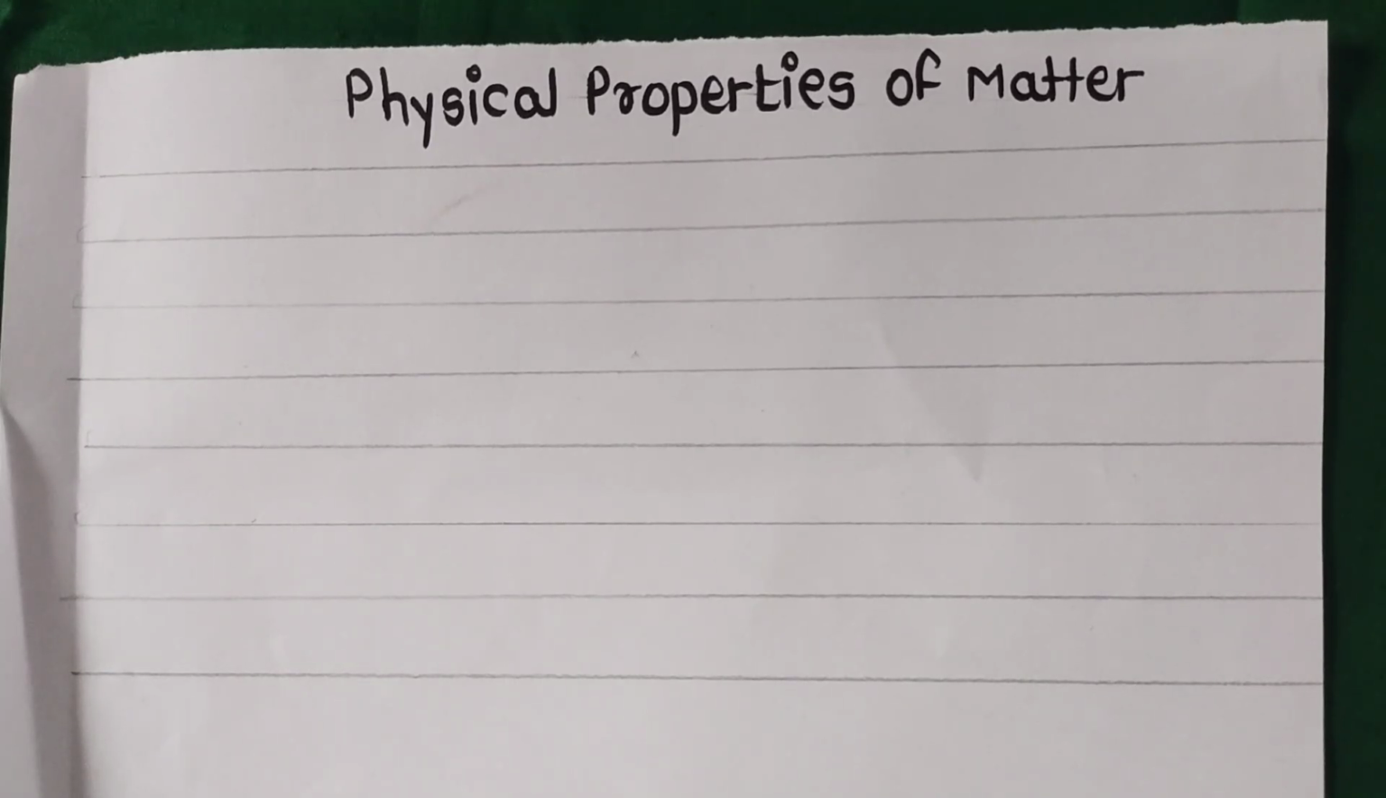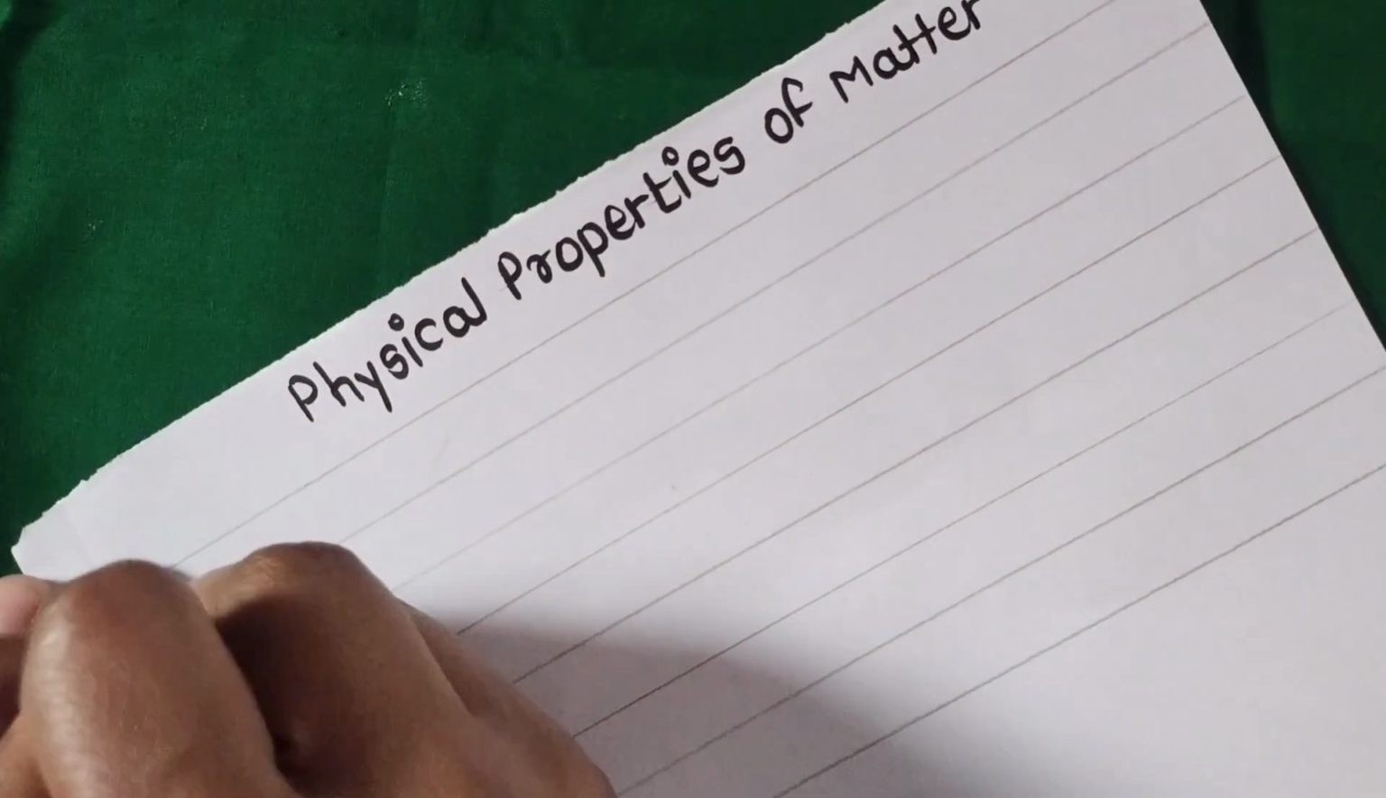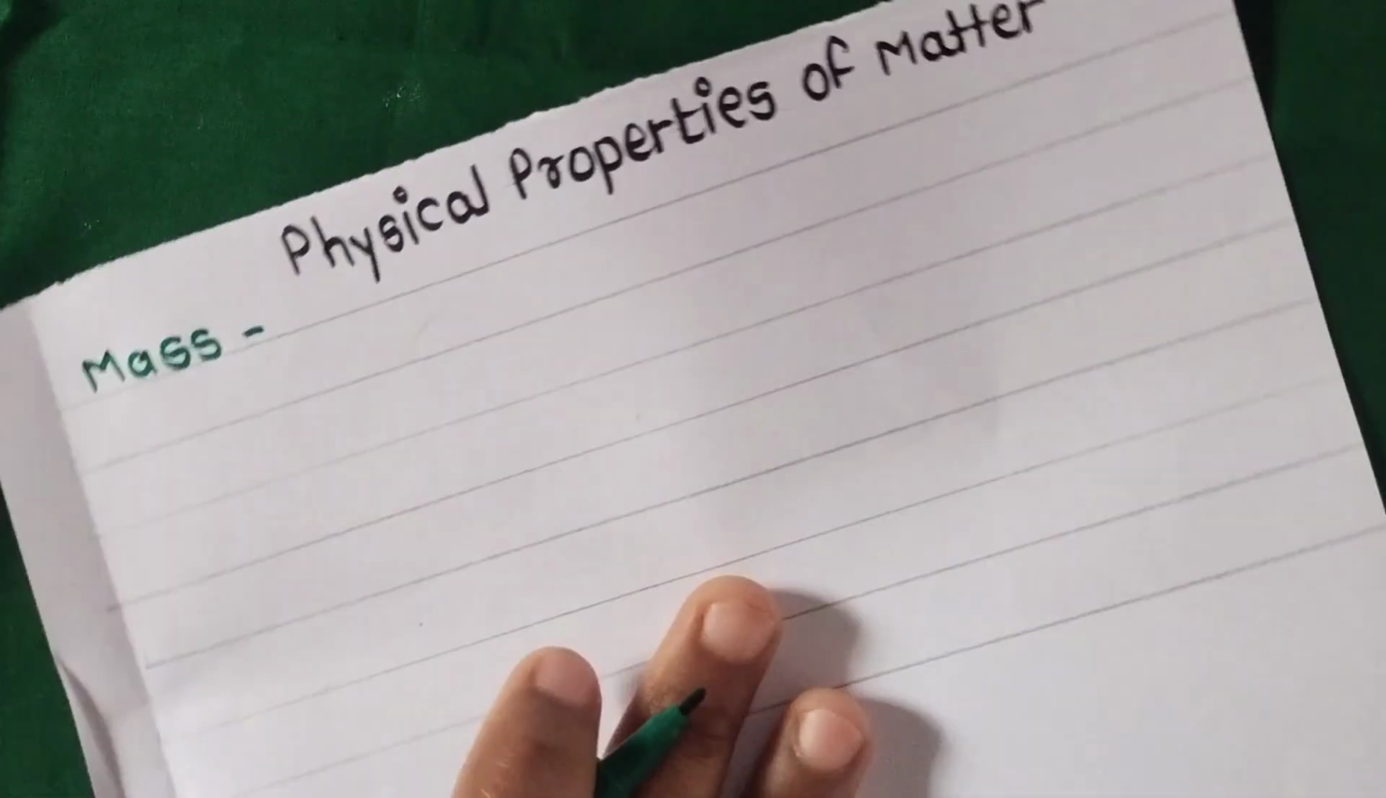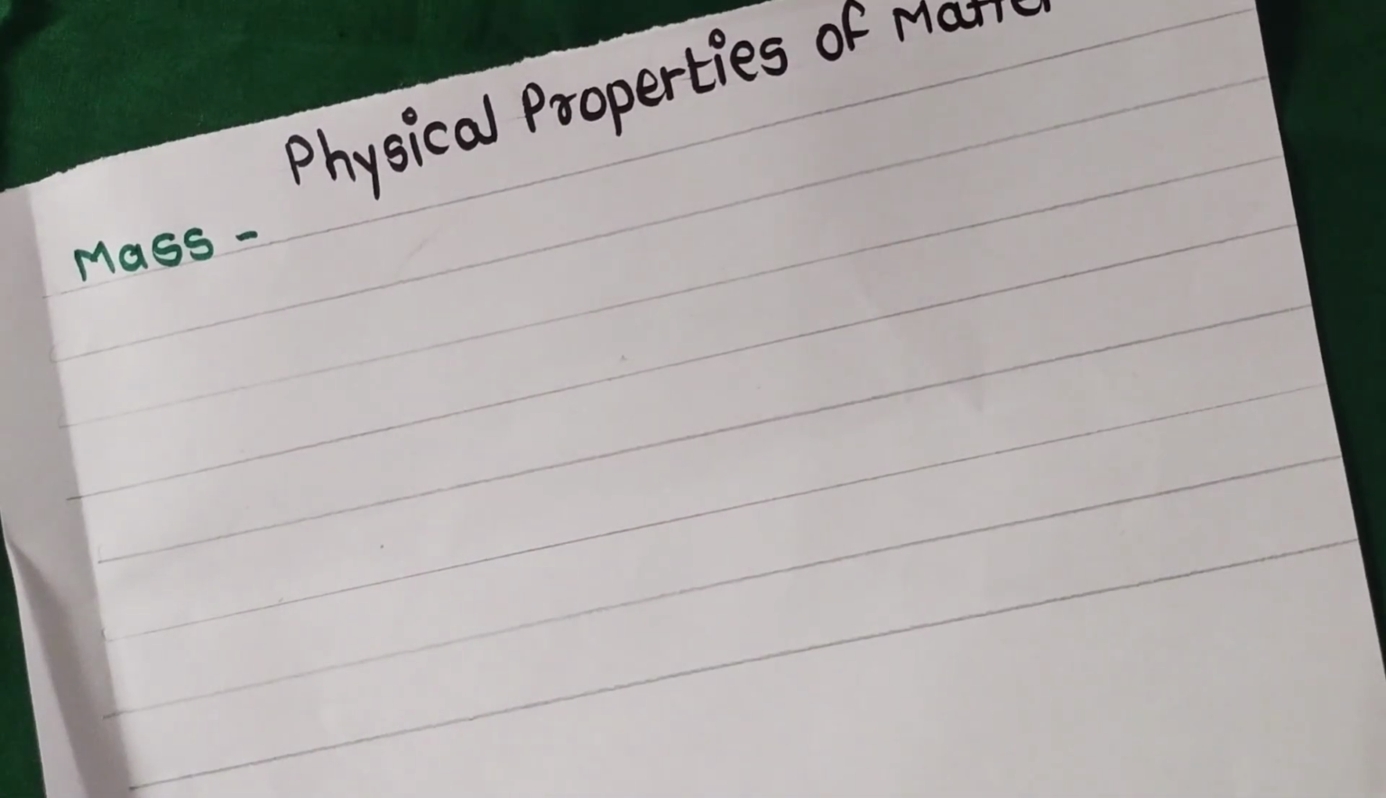Let's dive in. First, let's talk about mass. Mass is the amount of matter packed into an object. Think of it as how much stuff is inside.